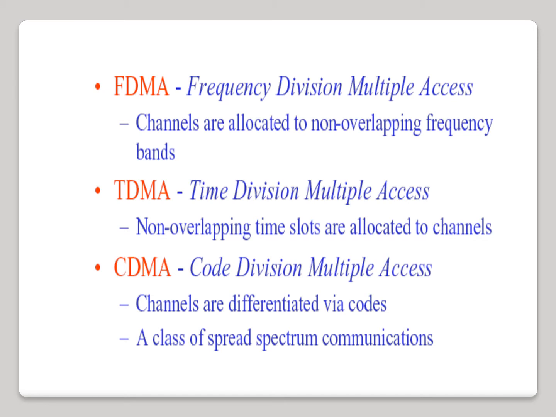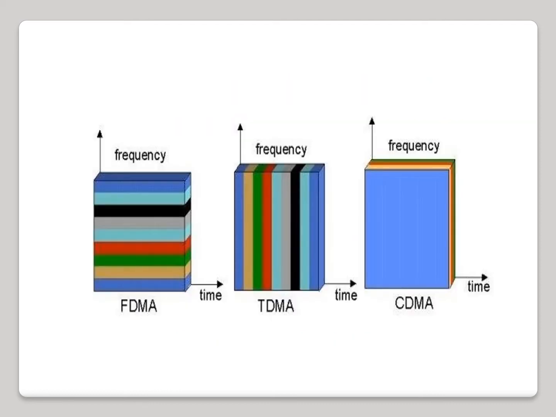FDMA is frequency division multiple access. In that, different channels are allocated for different users. In TDMA, different time slots are allocated for different users. In CDMA, different codes are allocated for different users. We will see these in detail in the coming session.